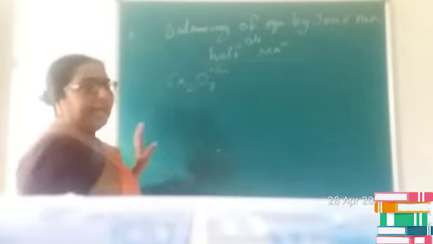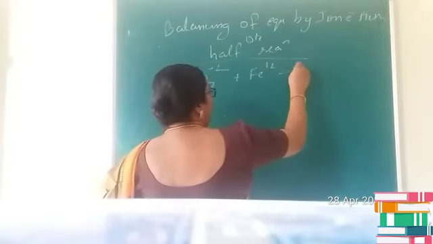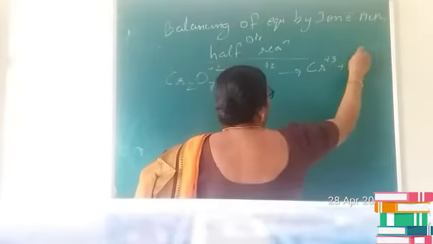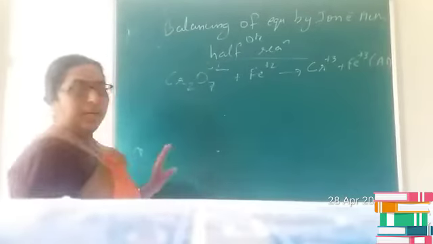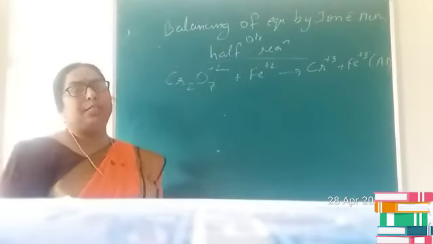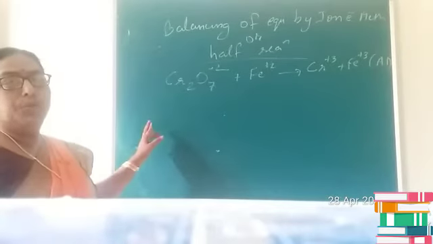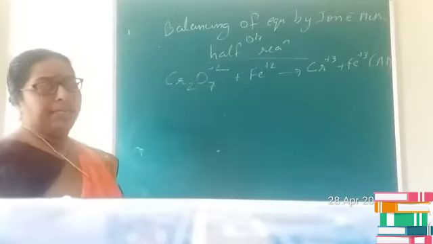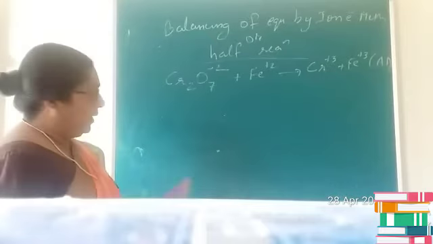Consider the reaction: dichromate, that is Cr2O7 2-, plus Fe2+ will give you Cr3+ plus Fe3+. This reaction generally takes place in acidic medium. Got it? Children, the first step is to divide the reaction into two half reactions. So we can divide it into oxidation and reduction. You can directly divide it, or even with the help of oxidation number you can divide it.